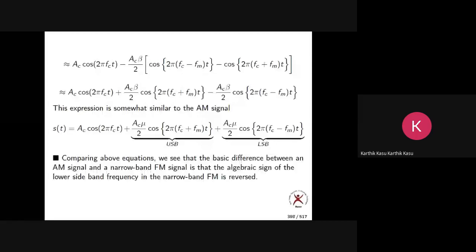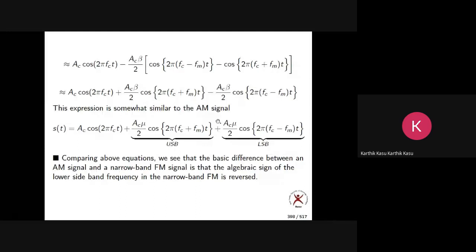So what is the difference here? This is the lower sideband, no? This is the pure carrier. I'm talking about the time domain. So this is the carrier, this is the upper sideband, and this is the lower sideband. Okay. Now same thing here. Here the lower sideband sign is different. Carrier is same. Upper sideband sign is same, plus here, plus here. The only thing is the lower sideband sign is reversed.